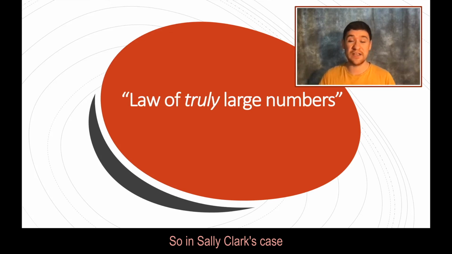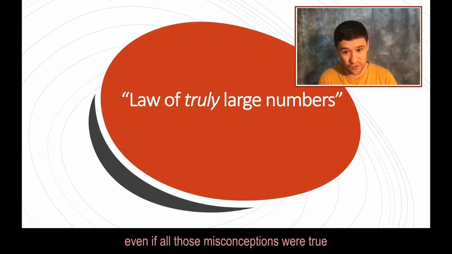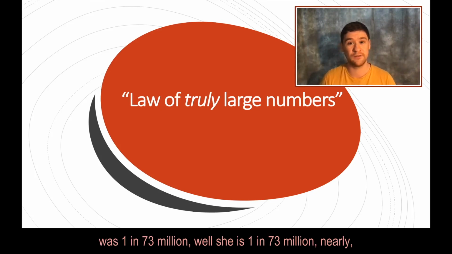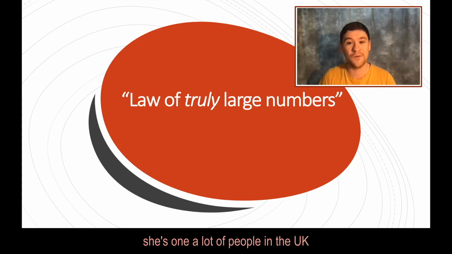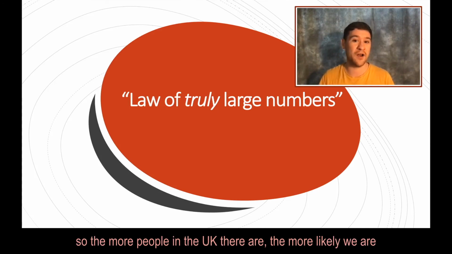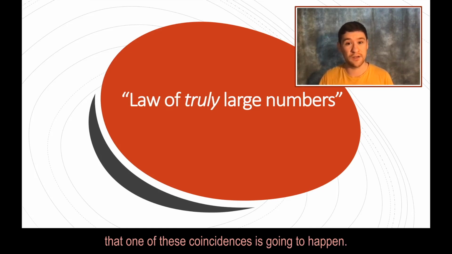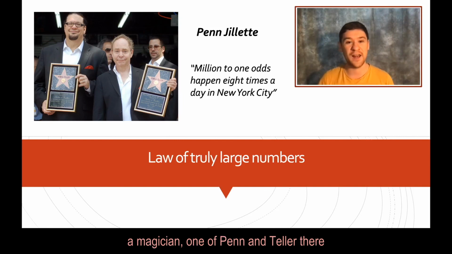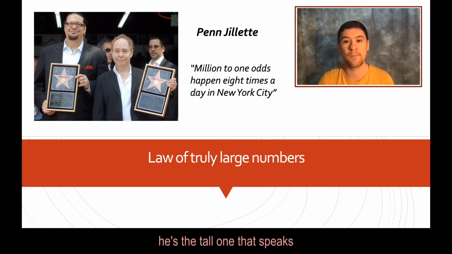So in Sally Clark's case, even if all those misconceptions were true and the probability that she was innocent was 1 in 73 million, well, she is 1 in 73 million, nearly. She's one of a lot of people in the UK, nearly 70 million people. So the more people in the UK there are, the more likely we are that one of these coincidences is going to happen. A nice quote about this by Penn Jillette, a magician, one of Penn and Teller. He's the tall one that speaks.